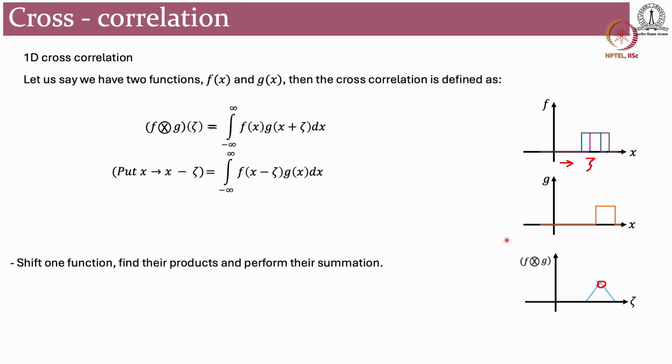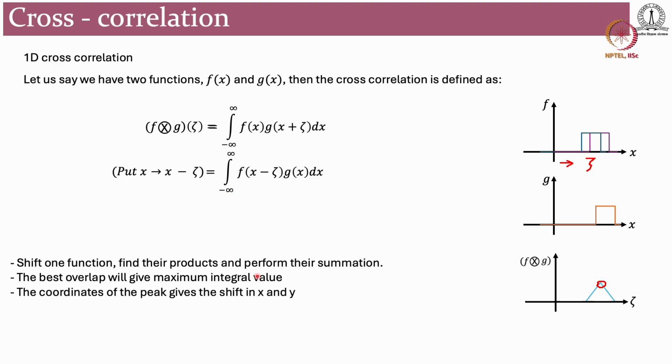So what we did is basically shift one function and then find their products. Say we have shifted this f of x and found the product of f of x minus zeta and g of x, and then you perform the summation or the integral, and the best overlap will give the maximum integral value. The coordinates of the peak give the shift in x and y. Since there is no y, we'll just get x, how much it has shifted in x. And most of the time we are dealing with images, so we'll have pixels, and instead of integrals we use the summation of the functions. We'll talk about it in the next slide.